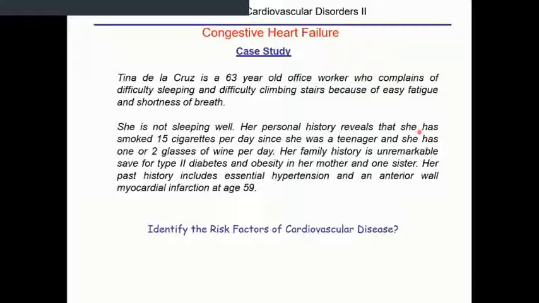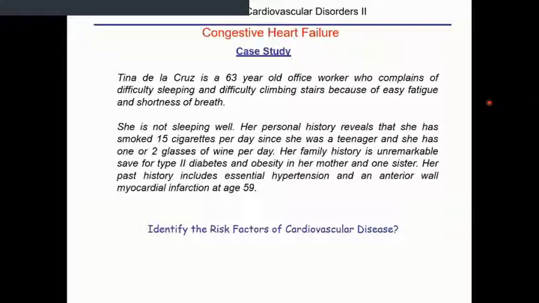We have Tina de la Cruz, a 63-year-old office worker, who complains of difficulty sleeping and difficulty climbing stairs because of easy fatigue and shortness of breath. She is not sleeping well. Her personal history reveals that she has smoked 15 cigarettes per day since she was a teenager, and she has 1 or 2 glasses of wine per day. Her family history is unremarkable, save for type 2 diabetes and obesity in her mother and one sister. Her past history includes essential hypertension and myocardial infarct at the age of 59.